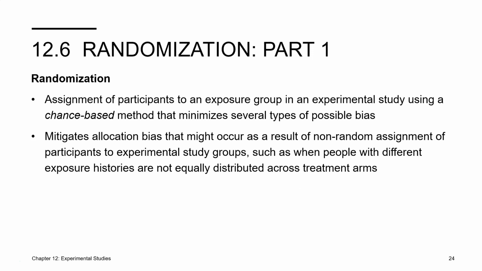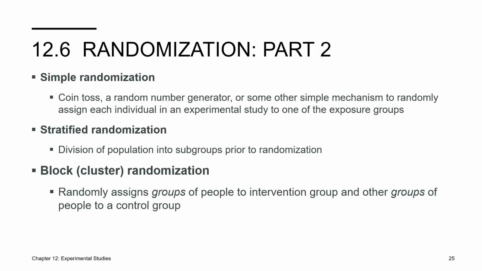Section 12.6 goes over randomization. So randomization, as we discussed earlier, is the assignment of participants to an exposure group in an experimental study using a chance-based method. So it mitigates any sort of allocation bias that may occur as a result of a non-random assignment. And so here you really are just trying to equalize the groups by randomly assigning them in different ways.